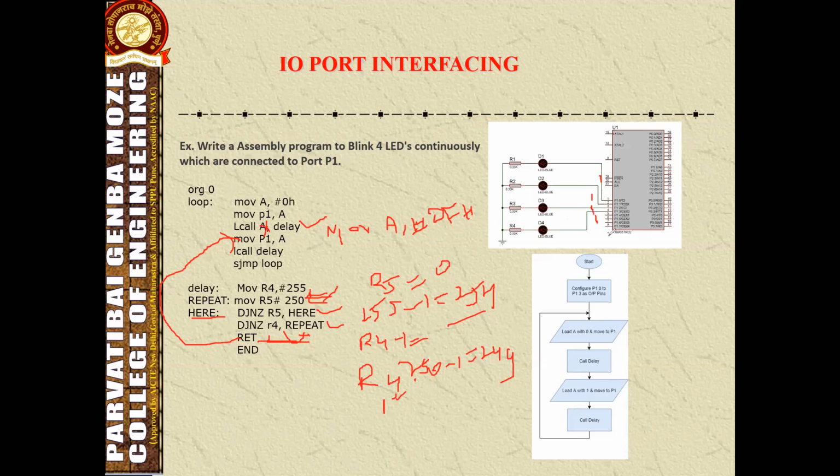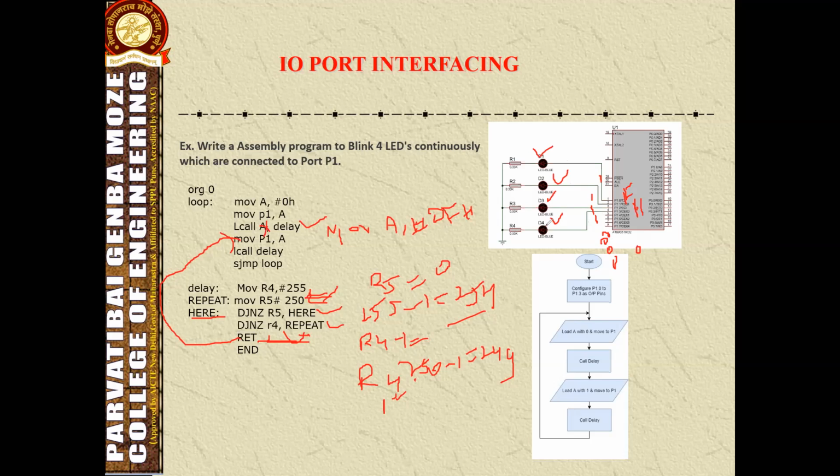So moving the 0FH value means this pin will become high, and the other pin will become 0. So this is nothing but 0, and 1111 is nothing but F. So 0, 0FH. After getting this 0FH value, the LED will become on. The LED will become on.